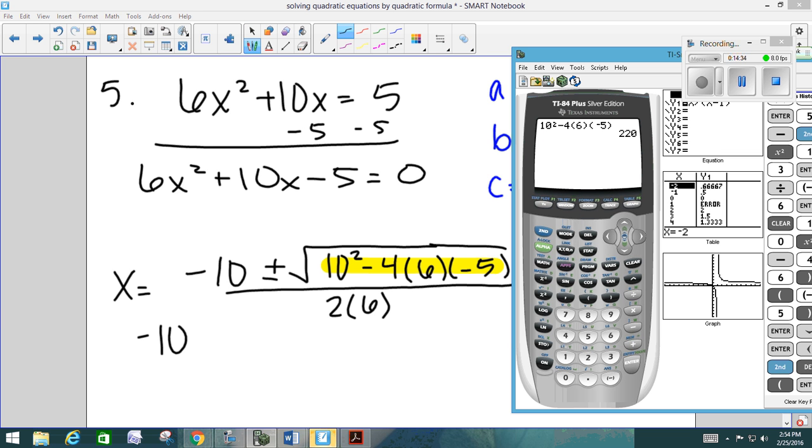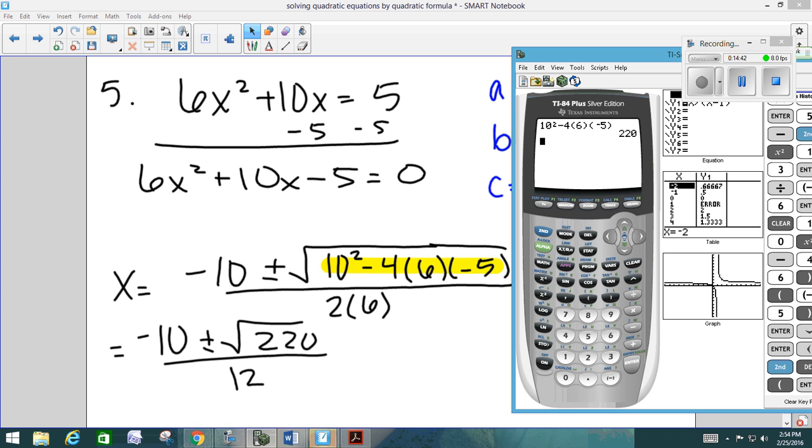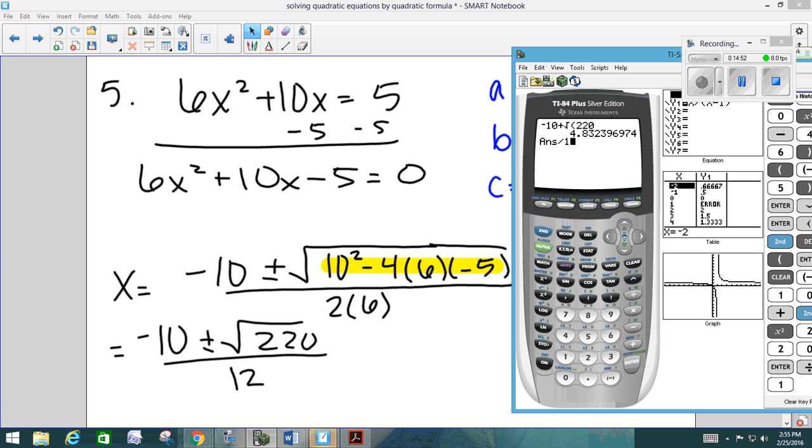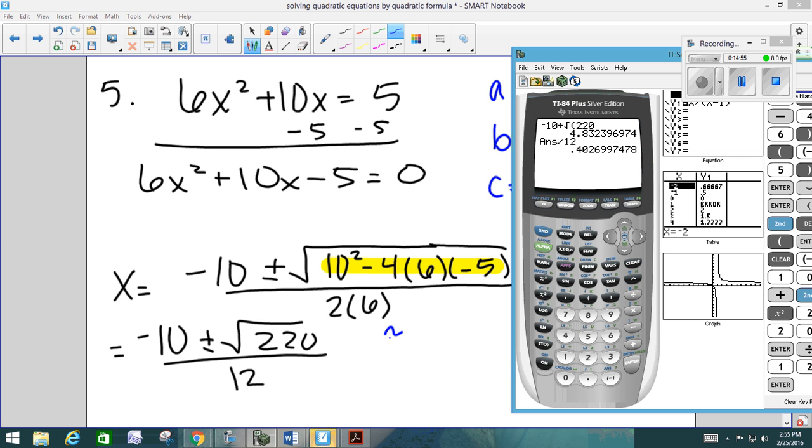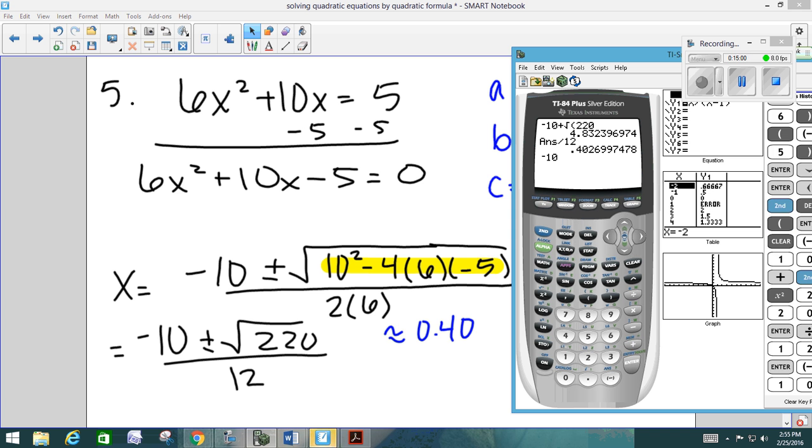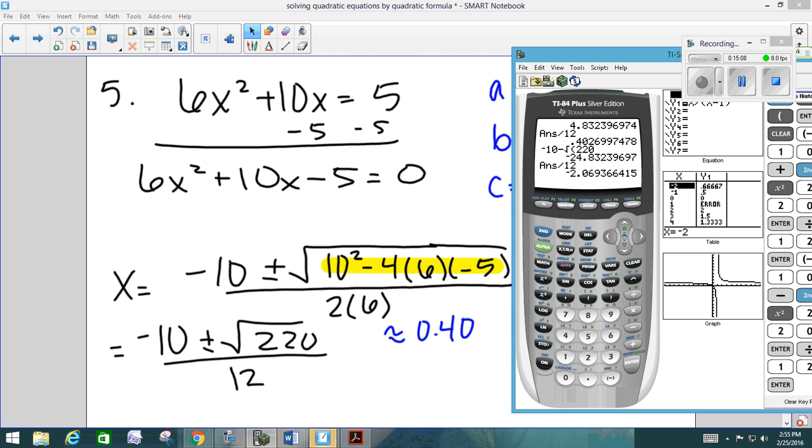So negative 10 plus or minus the square root of 220 all over 12. And then you have the two answers from there. Negative 10 plus the square root of 220 divided by 12. I got about 0.40 there. And then negative 10 minus the square root of 220 divided by 12. Negative 2.07.